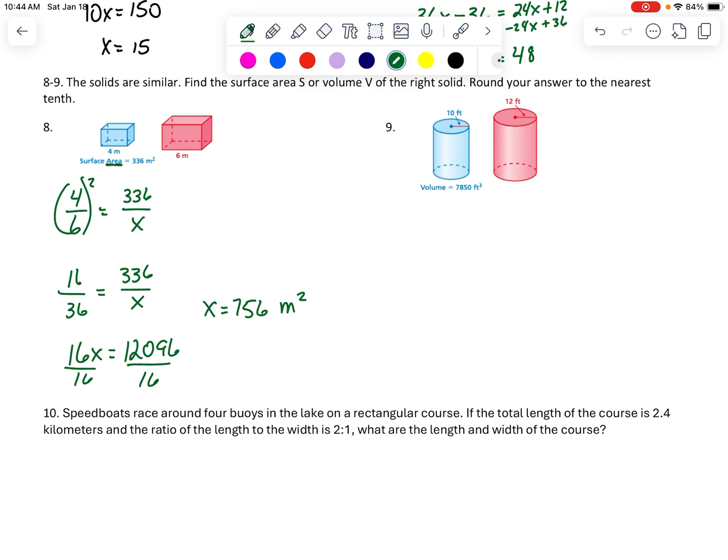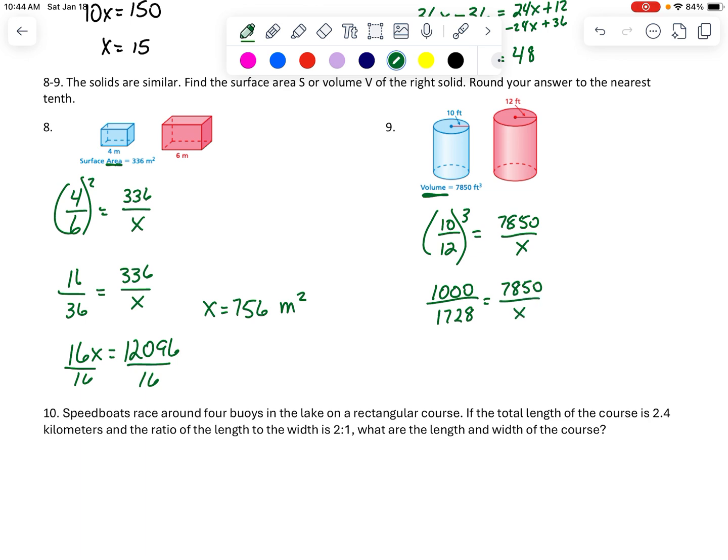So on the number 9 over here, again, like parts is 10 is to 12. Like volumes is 7850 to x. Now, since it is a volume, my scale factor has to be cubed in order to become a volume ratio. So we have that. So there's 1,000 over whatever 12 cubed is, and that's 1728.